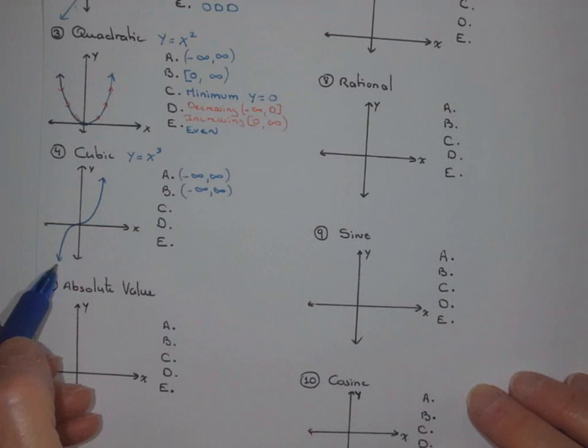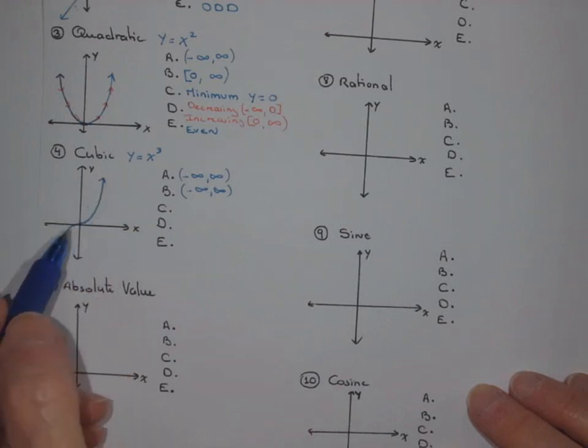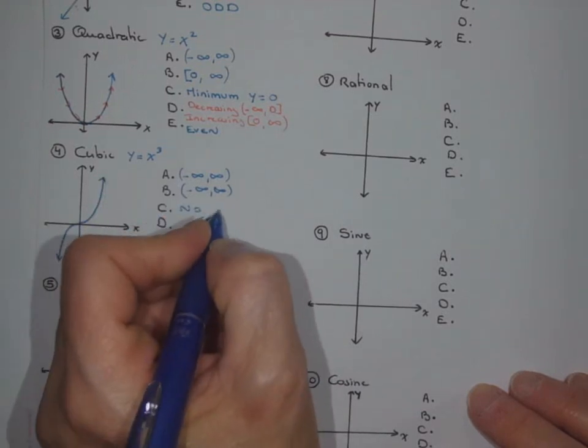C was our extrema. This graph does not have a minimum or a maximum. It's going to keep going down, keep going up. So we're going to say no extrema.